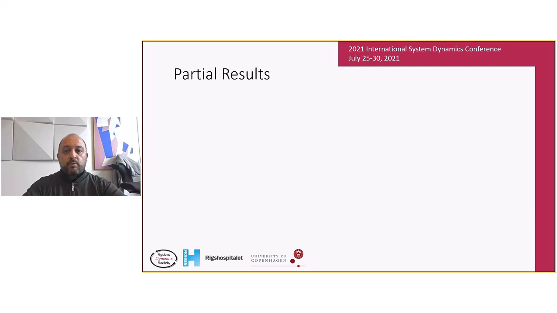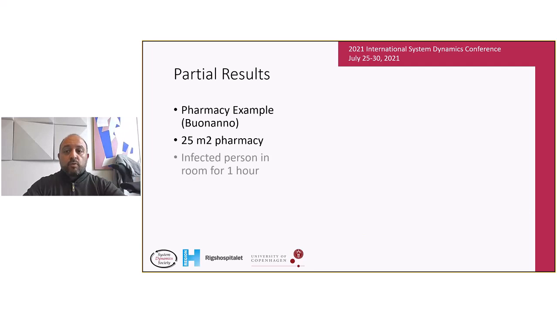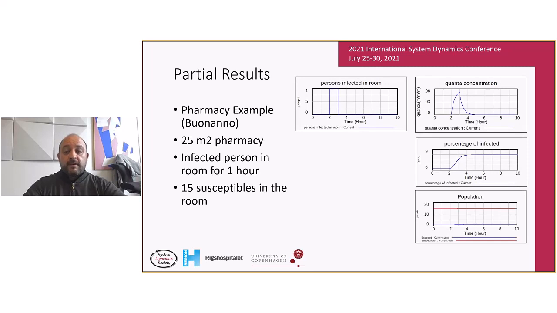As an initial application example, we have tested our model for some examples provided in literature. Here we show the case of a 25 square meter pharmacy where one infected person is present for 1 hour and where other 15 susceptibles are also present in the premises and do not leave the premises. With an air exchange of 0.2, low, and without the use of masks, the quanta concentration reaches a maximum of 0.06 quanta per cubic meter, and close to 8% of the people in the room would become infected. These numbers will change if, for example, the susceptibles are only in the pharmacy for a limited time, or if they wear masks, for example.